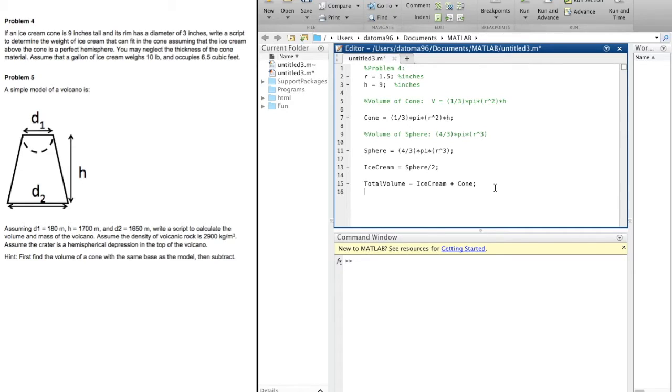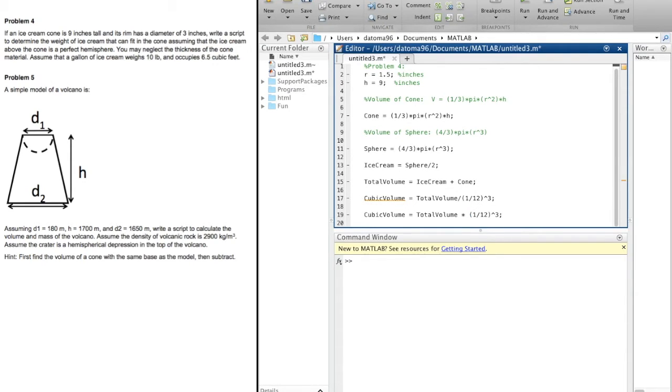And what we want is cubic volume, because our current units are inches cubed, and it wanted it in cubic feet, if you read the problem. So let's write cubic volume is equal to total volume times the conversion, which would be 1/12 raised to the 3rd power.